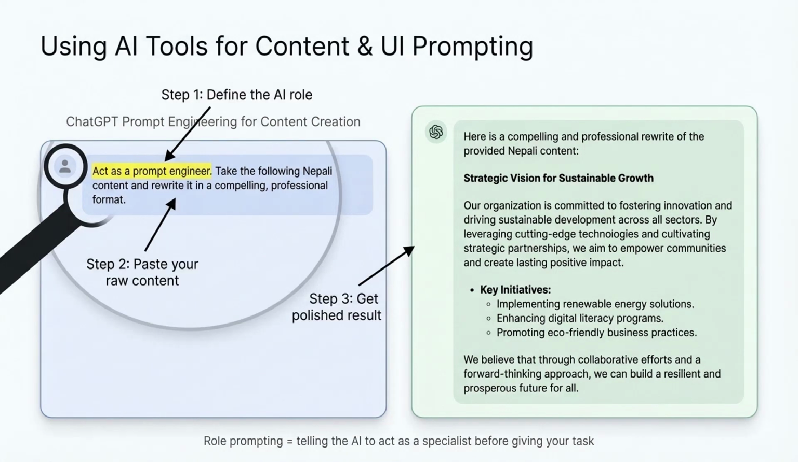The 3-step process is simple. Step 1, define the role. Tell the AI what kind of expert it should be. Step 2, paste in your raw content, even if it's rough notes or written in another language. Step 3, the AI returns a polished professional version. This technique works for writing website copy, blog posts, social media captions, YouTube scripts, and much more.